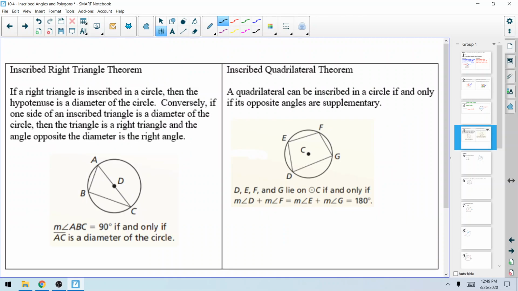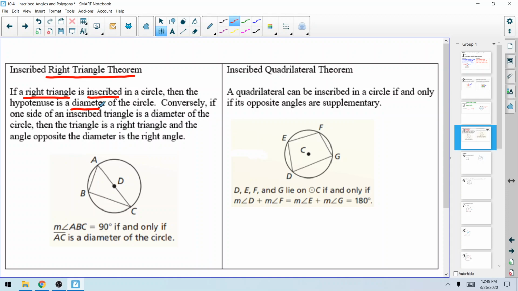Moving on. Inscribed right triangle theorem. If a right triangle is inscribed in a circle, meaning I'm going to take a right triangle and draw it on the inside of the circle, so look at your picture, right triangle inside of the circle, then the hypotenuse is a diameter of the circle. If you take a look at the picture, you can kind of see that going on.